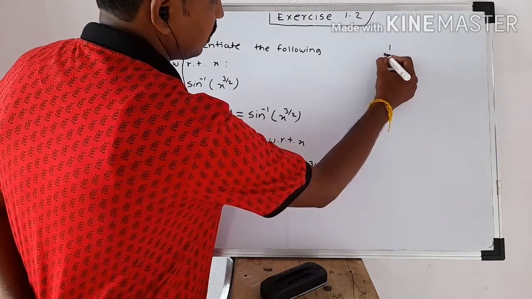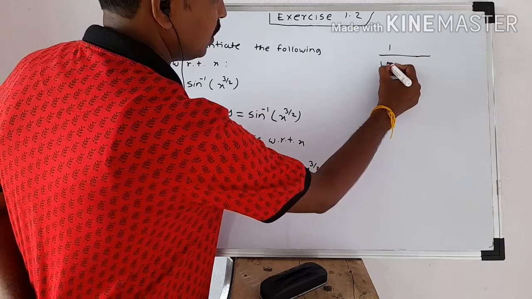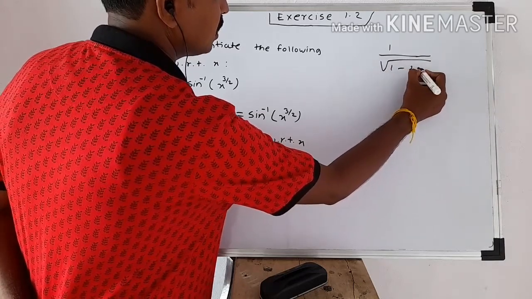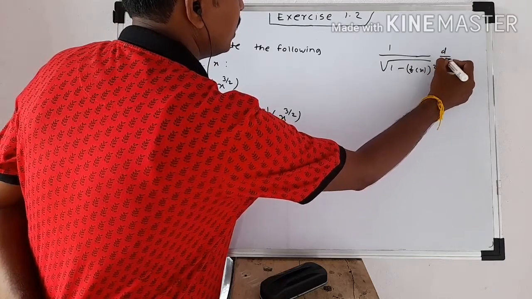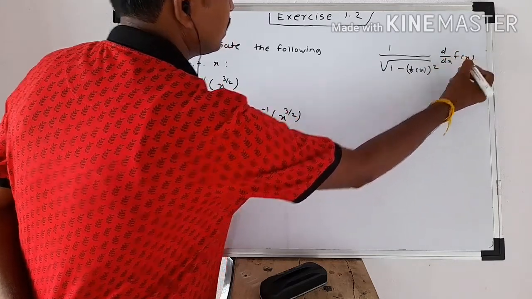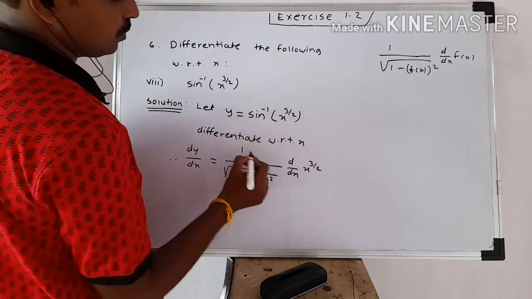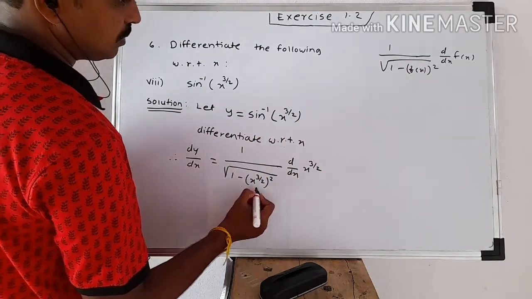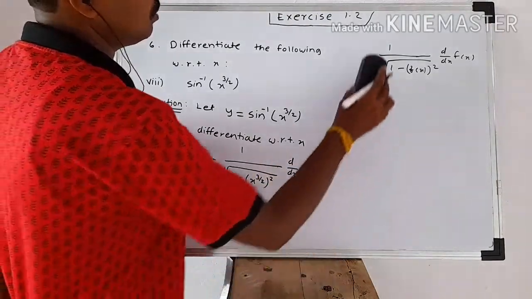See here, I will write the formula for sin inverse of f of x: 1 divided by root of 1 minus f of x square, into d by dx of f of x, which means f dash of x. Now compare this. F of x is x raised to 3 by 2, so 1 divided by root of 1 minus f of x square, and d by dx of f of x is the derivative of x raised to 3 by 2.